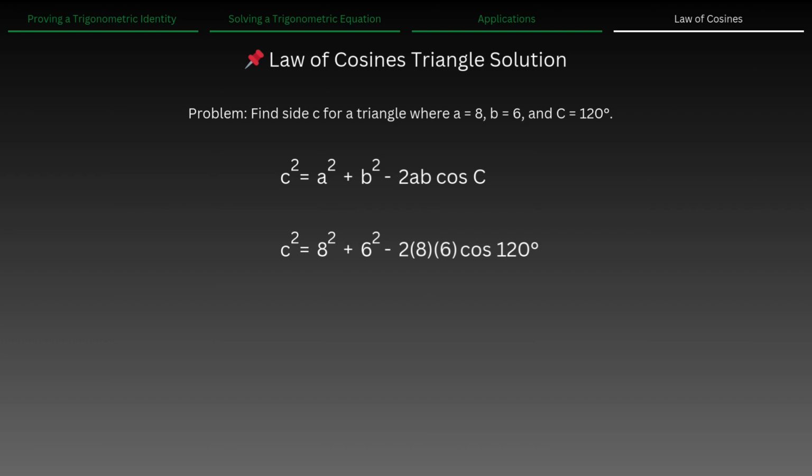We simplify step by step. And since cosine of 120 degrees equals negative 1/2, we calculate c. Final answer, c is approximately 12.17 units.